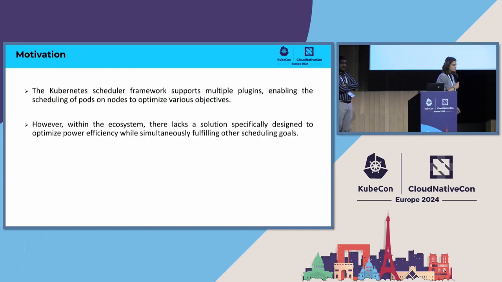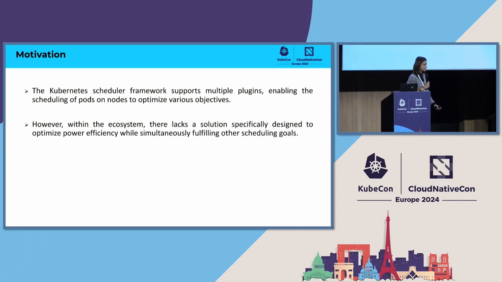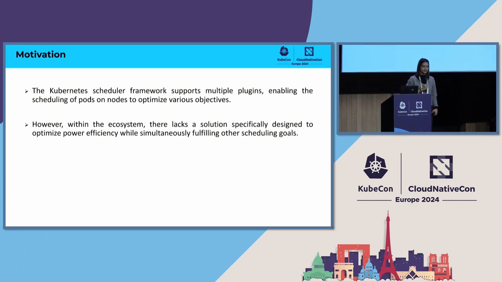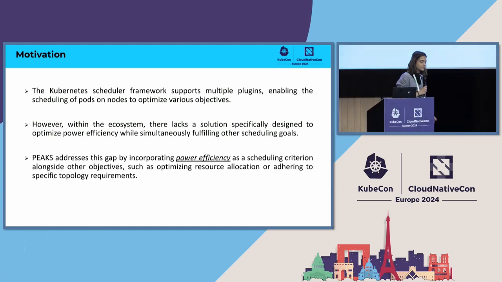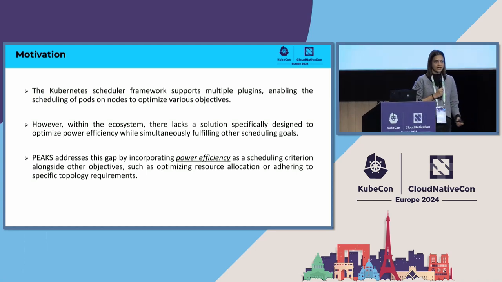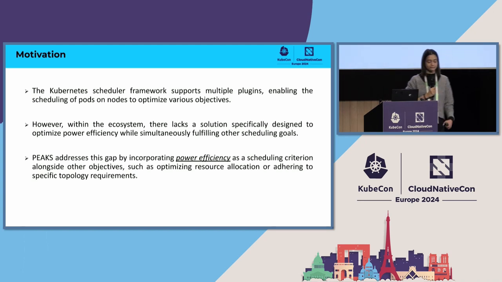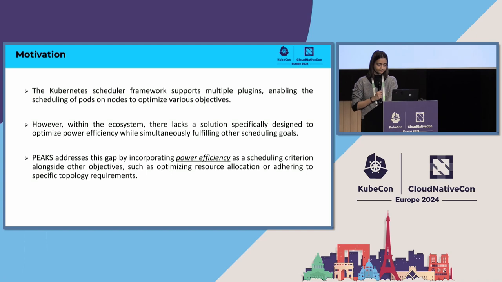But within the ecosystem, we found that there's a lack of scheduler plugins that focus on power optimization or energy efficiency while also taking care of the other objectives that they are trying to solve. So we thought of developing Peaks to address this gap. What Peaks does is it essentially tries to maximize the energy efficiency of your cluster while also letting you do other things like optimize on topology, network, or CPU utilization.